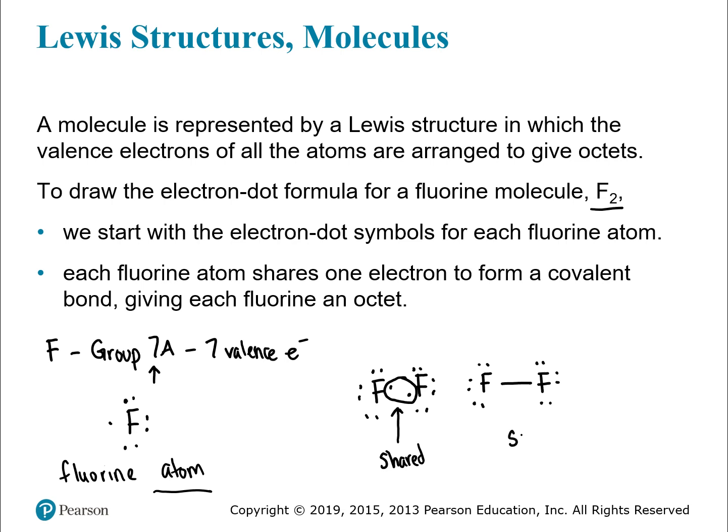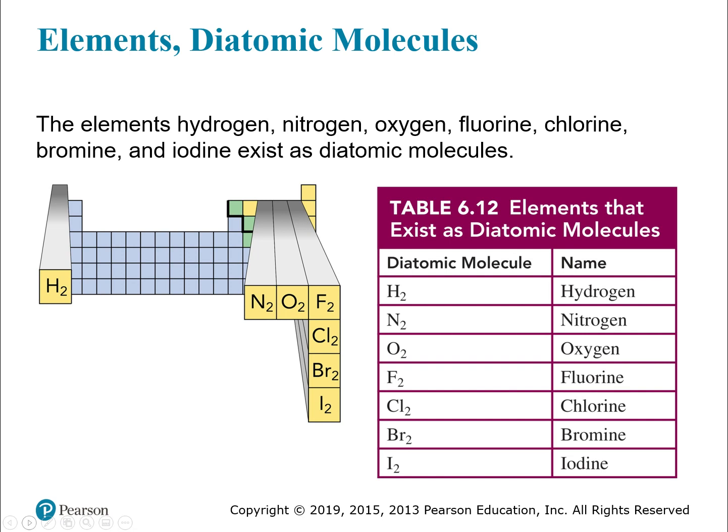And that is the structure for the fluorine molecule. I'll put molecule in parentheses. So atom versus molecule. We'll get some more practice in, but I wanted to show you the whole process of how we go from just starting with the atoms to arranging them and putting them together to draw the Lewis structure for the whole molecule. So we talked about F2, that's a molecule.